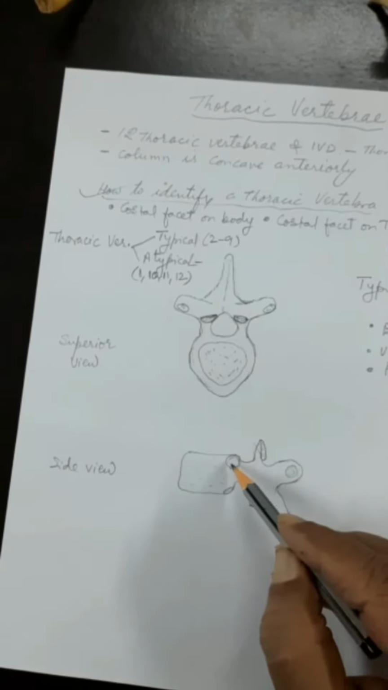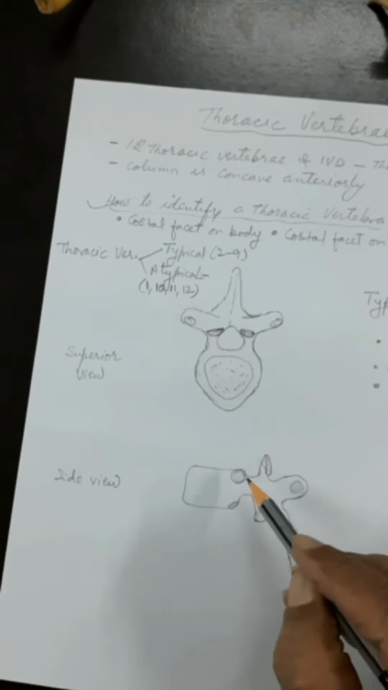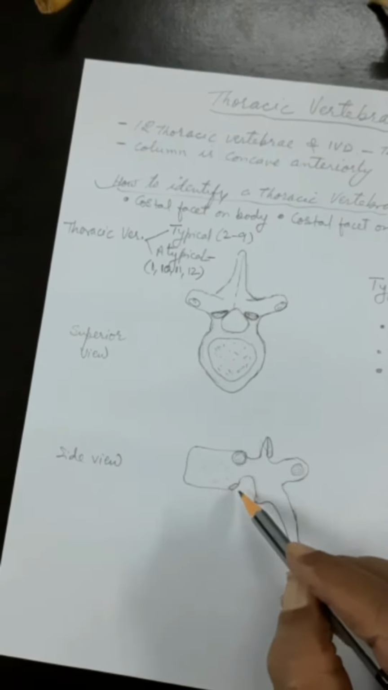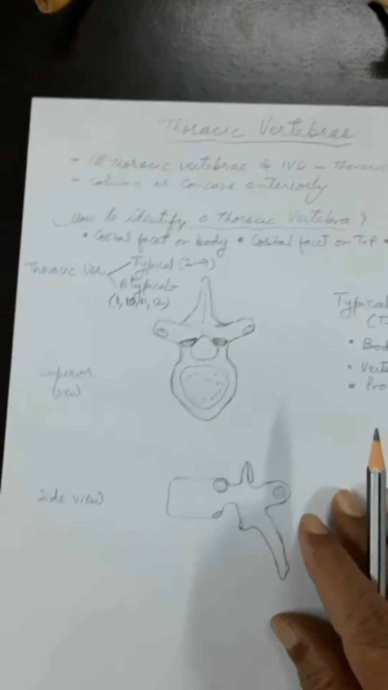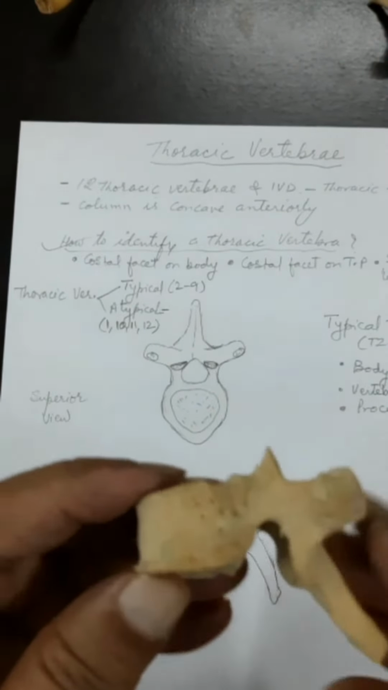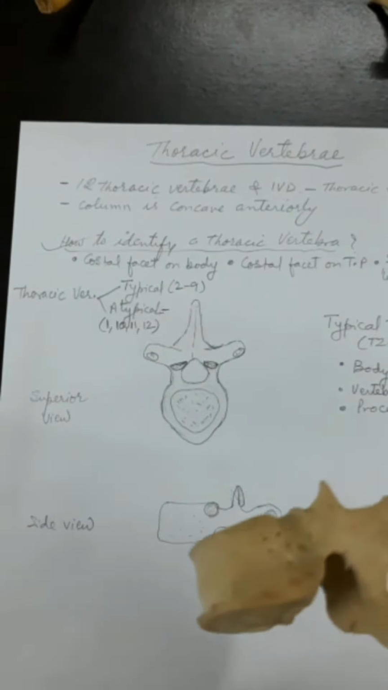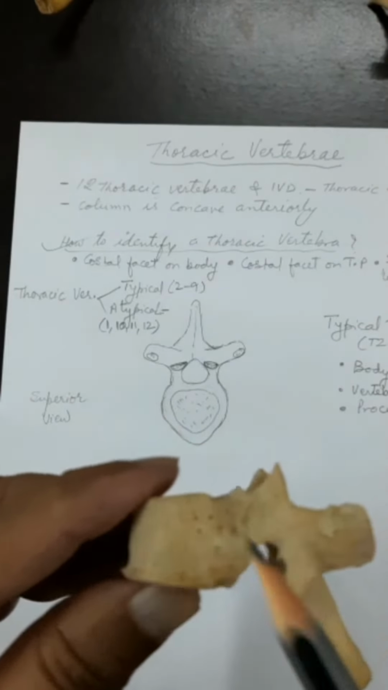If you see it from the lateral side, you will see that there is a facet near the upper border at its junction with the pedicle. This is the articular facet for the rib head. There is also a small demi-facet present near the lower margin of the vertebral body. So usually in a typical vertebra there will be two costal facets for articulation with the rib, but in some of the atypical vertebrae there may be only one facet, on the body at its junction with the pedicle.